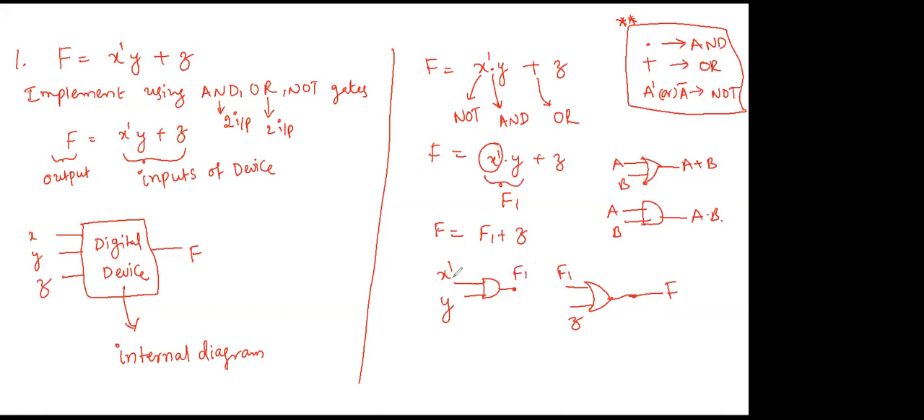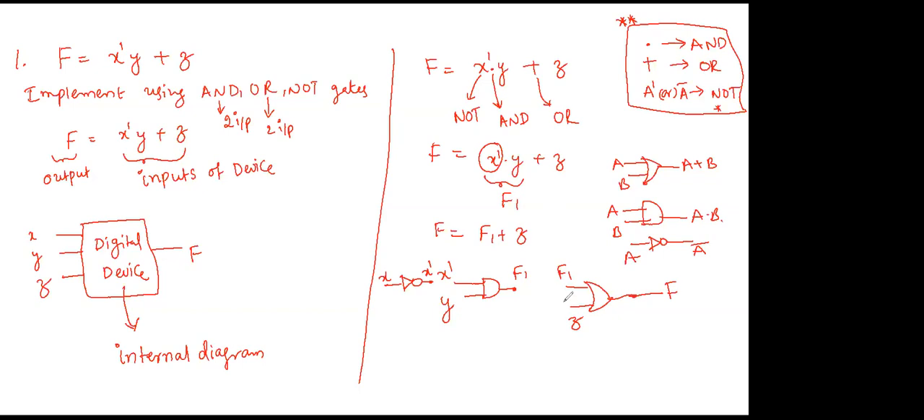And generally, how will you get X dash? You will get X dash from the NOT gate. A, you will get A bar or A dash. So X dash you will get from X by passing it through a NOT gate. When you pass X through a NOT gate, you get X dash.